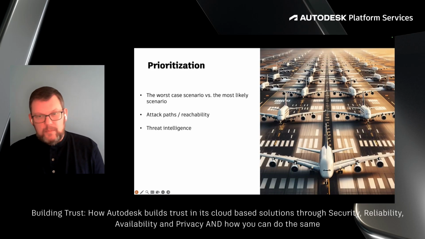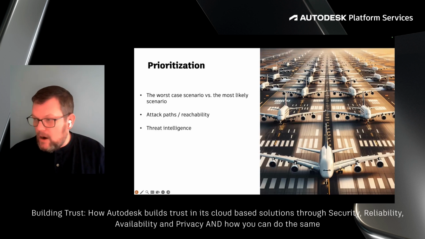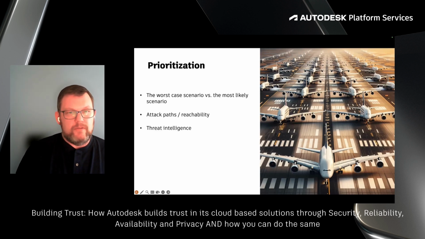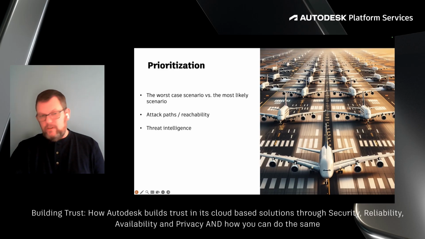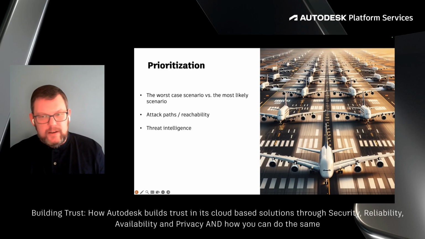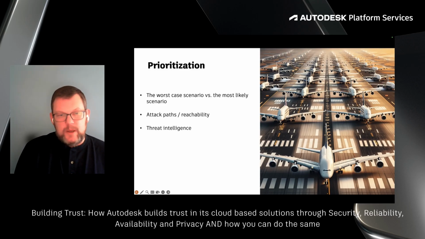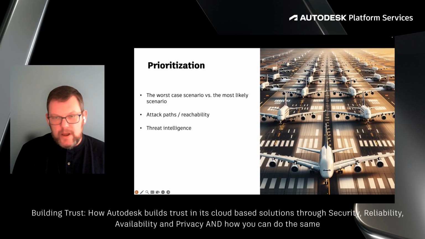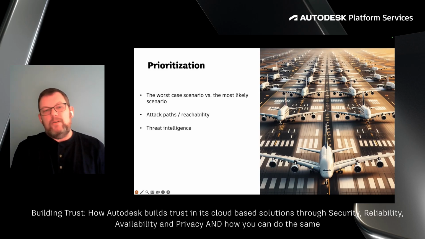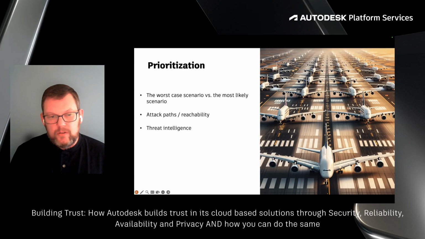Lastly, I want to talk to you about prioritization. Now, I want you to think about, right, the worst case scenario versus the most likely scenario. So this is an AI generated image of Airbus A380s, and there's 40 of them. Now, 555 people can fit on an Airbus A380. So what I want you to think about in terms of the vulnerability world is there are as many vulnerabilities discovered in a year as there are people on these airplanes.